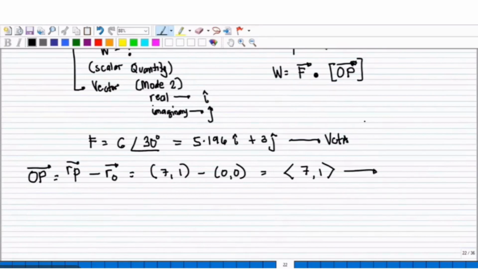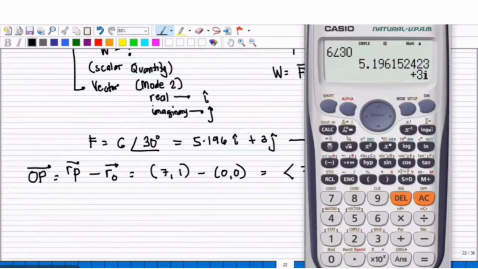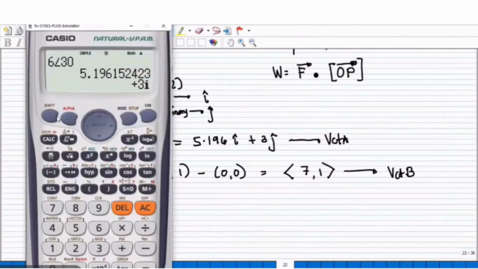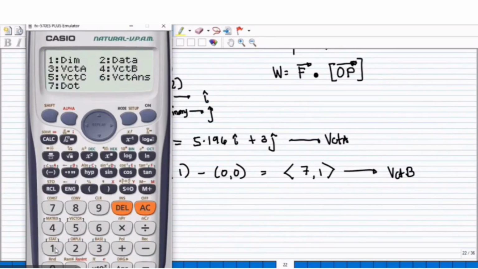And meron na tayong ikalawang vector, which is yung direction nyo. Okay, so this is represented as P na lang. So, mode 8 ulit tayo. Then, let us declare all the vectors again. Vector A, so that's for the force, okay? So, 5.196. This is I plus 3J. Then, 0K. Then, shift vector dimension for the second vector, vector 2. Then, 3 dimensions. Okay, so this is 7, 1, 0.